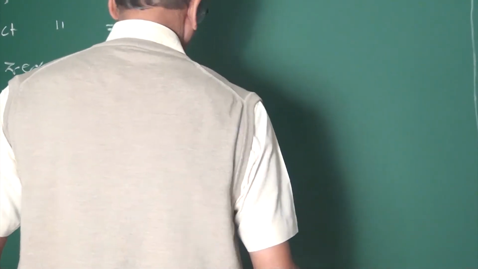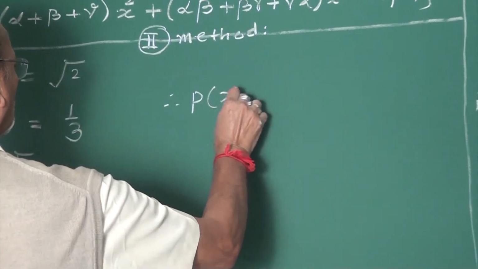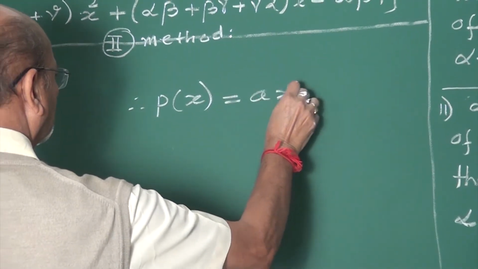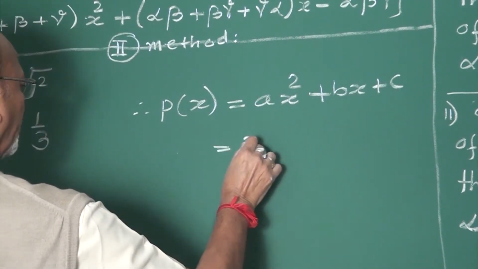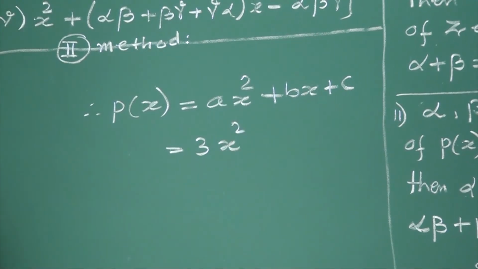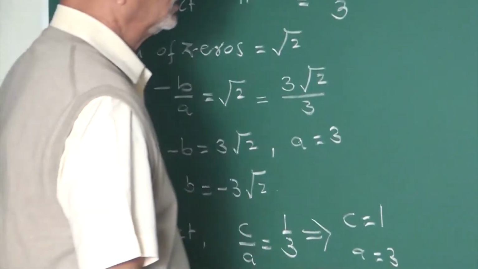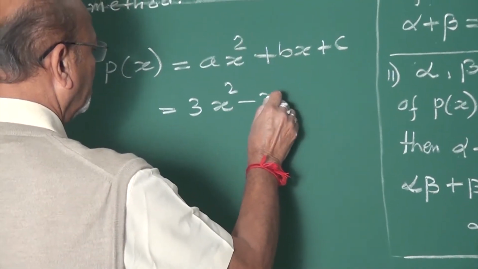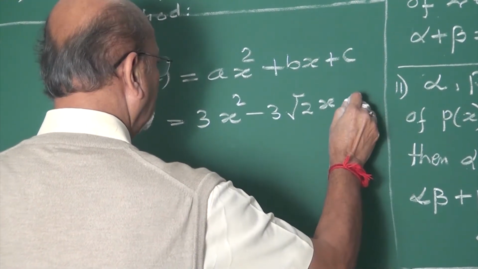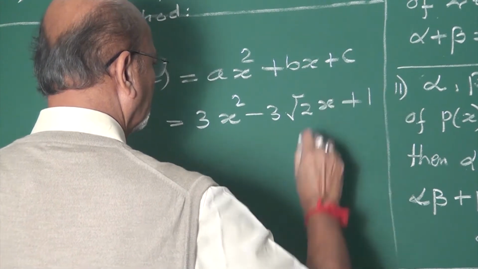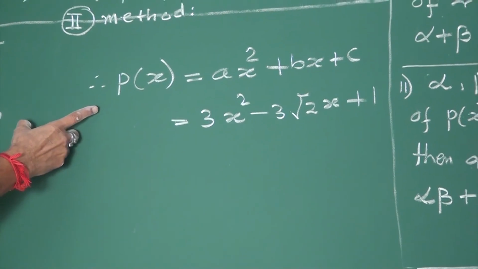Therefore, the required polynomial p(x) equals ax square plus bx plus c. What is the value of a? 3x square. What is the value of b, my friend? b is minus 3 into root 2, so it is minus 3 into root 2 into x. What is c? c is 1, my friends. I hope it is clear.